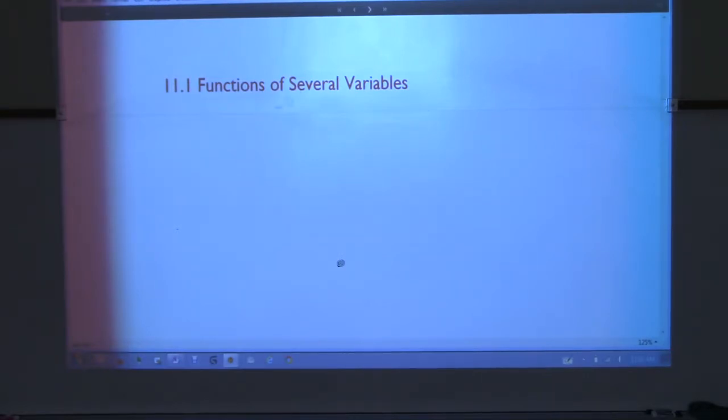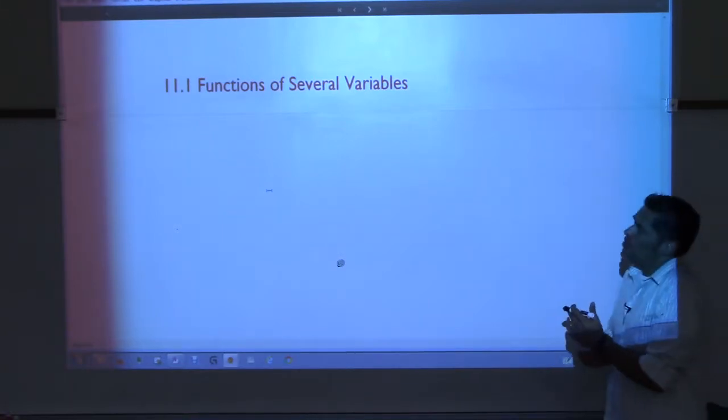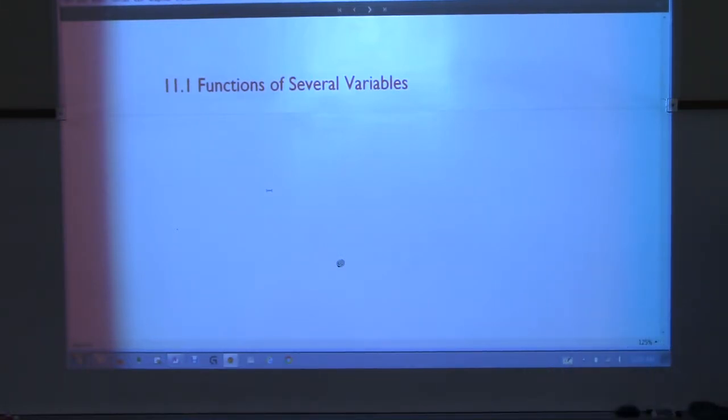All right, so we are going to start chapter 11 today. And the title of chapter 11 is Partial Derivatives. That's the chapter title, but there's a lot in here other than partial derivatives. All right, so functions of several variables. That's the first section.